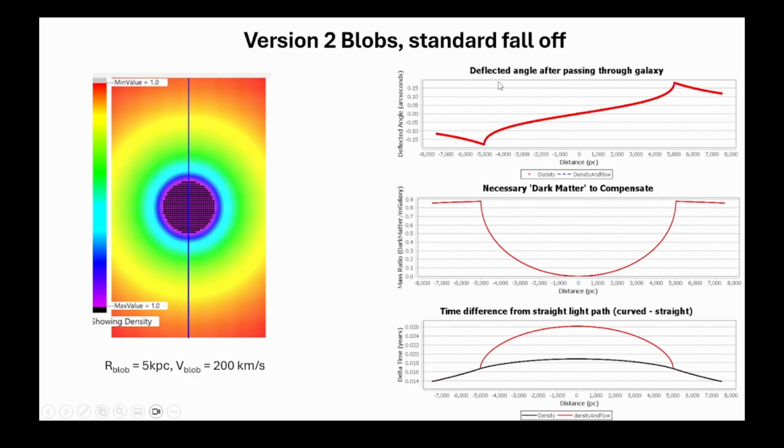But you can see here that we're starting to deflect light pretty considerably due to this blob, 0.15. And if we do the same thing as we did before, we can look at what amount of mass at the center would be needed to require that same deflection. We've basically just created a 5 kiloparsec blob moving at 200 kilometers per second that basically simulates almost a whole galaxy worth of mass that is actually not there.